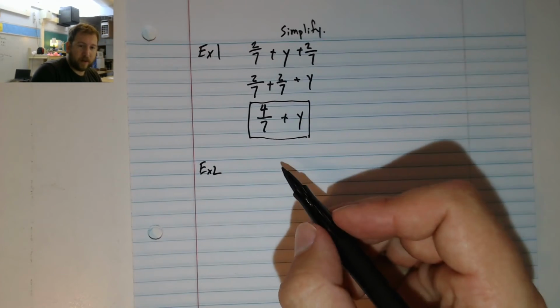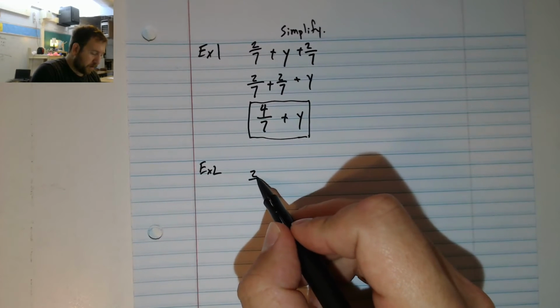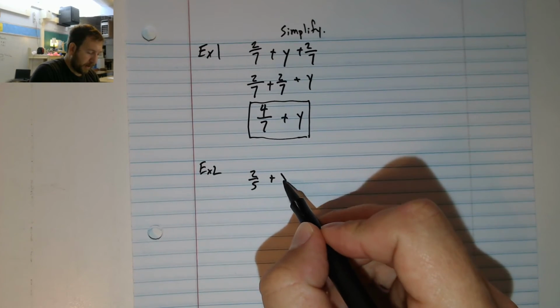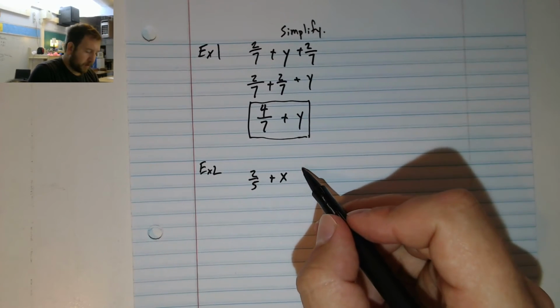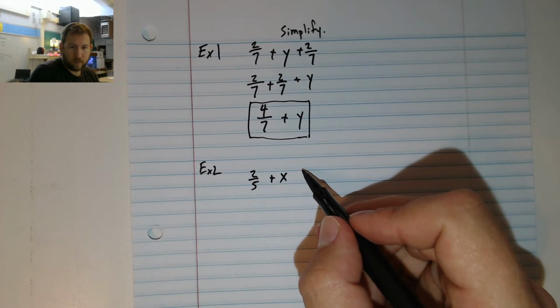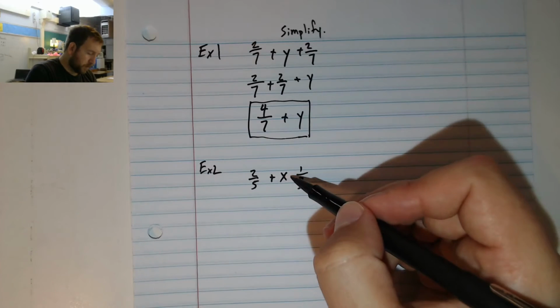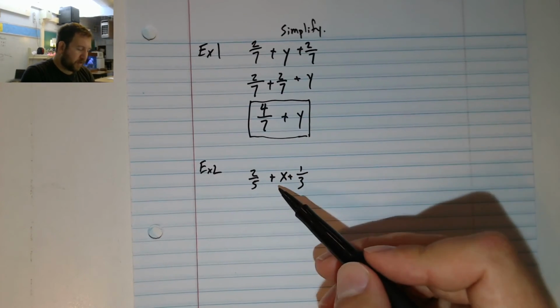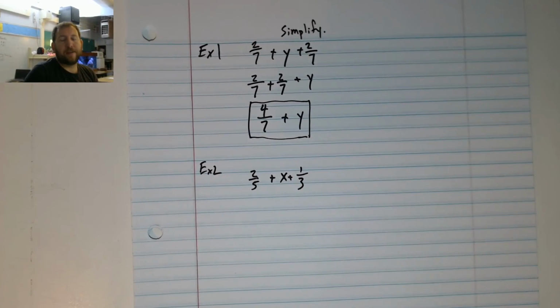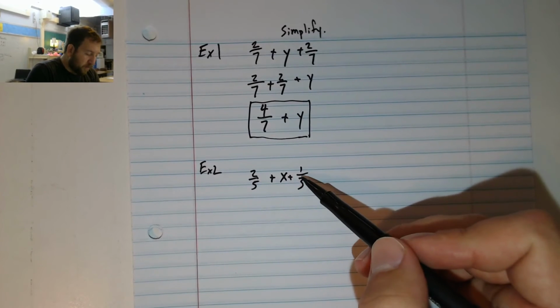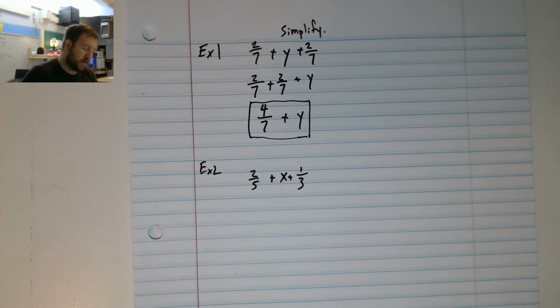Let's take one where we look at this. It's 2/5 plus x plus 1/3. Oops. 2/5 plus x plus 1/3. Well, I'm going to use my commutative property like I used before to kind of move that 1/3 in front.